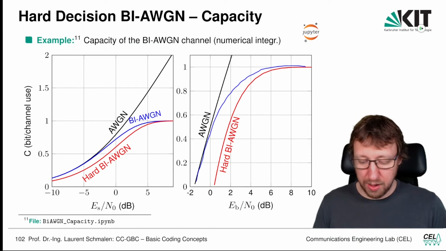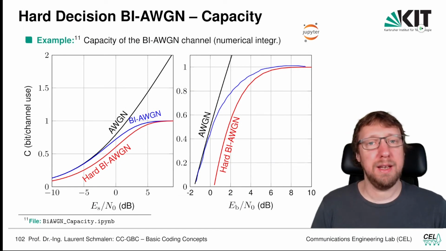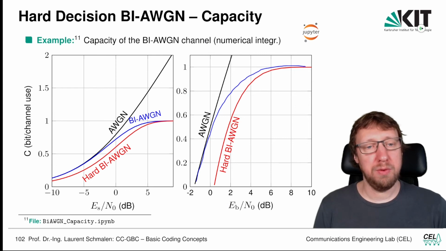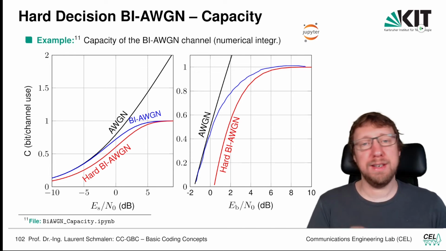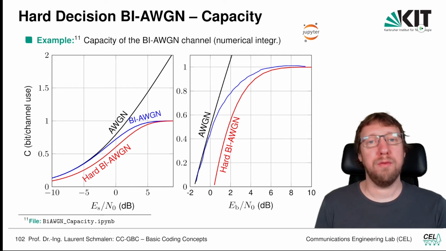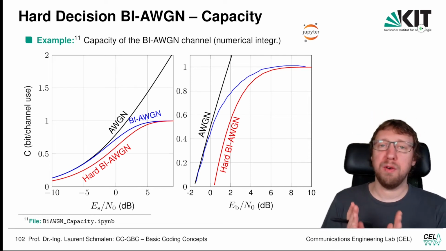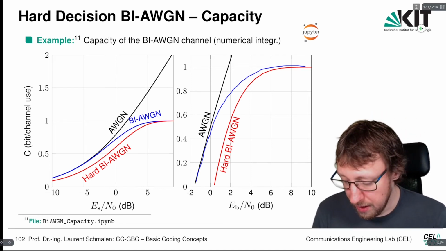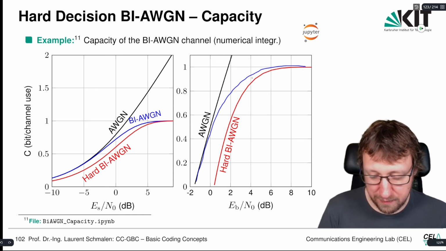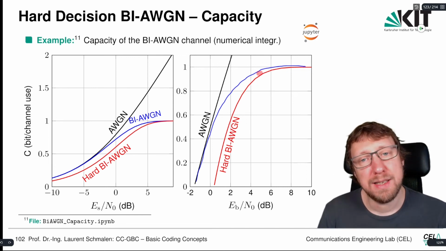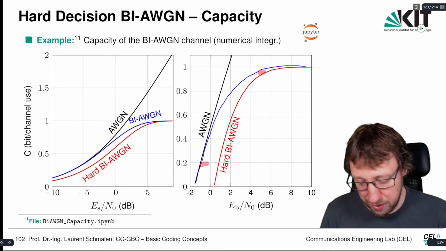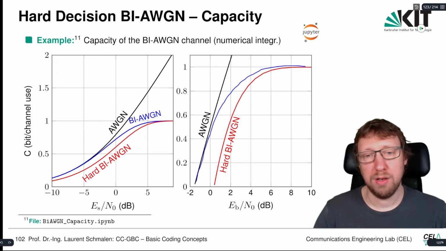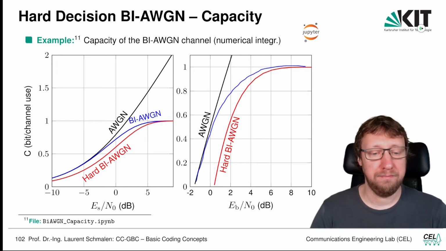Great. So now we have the capacity of the hard decision binary input AWGN channel and the binary input AWGN channel. Take home message: if you can avoid this decision, you should avoid it, because here we lose 1.5 to 2 dB in signal-to-noise ratio, as you can see. The loss will be less severe if the rate of the code is large, but especially for low rates, the loss will be quite severe.